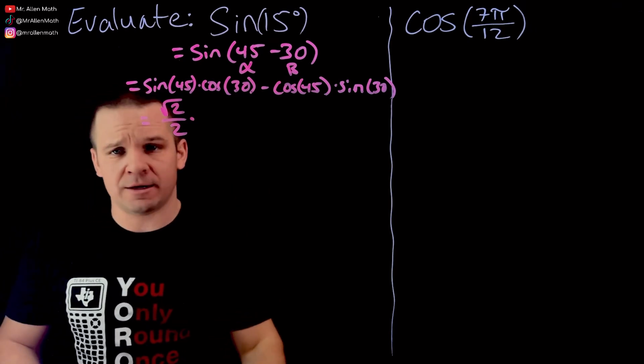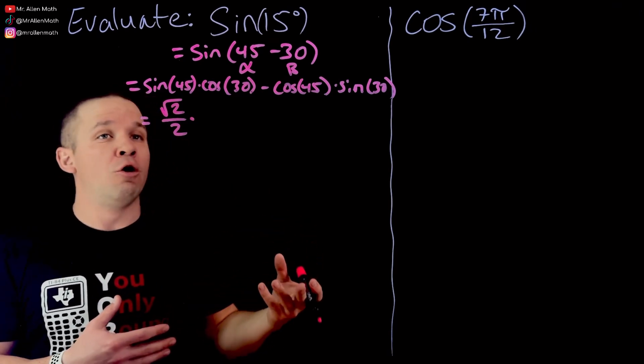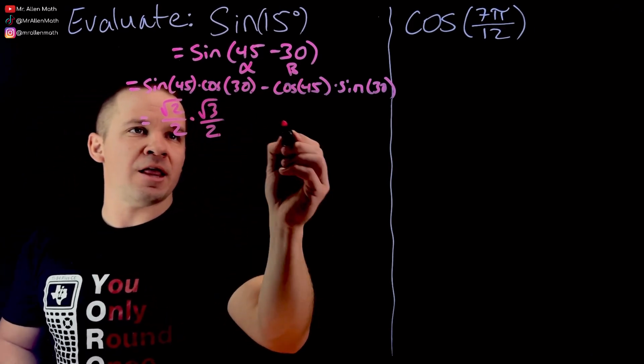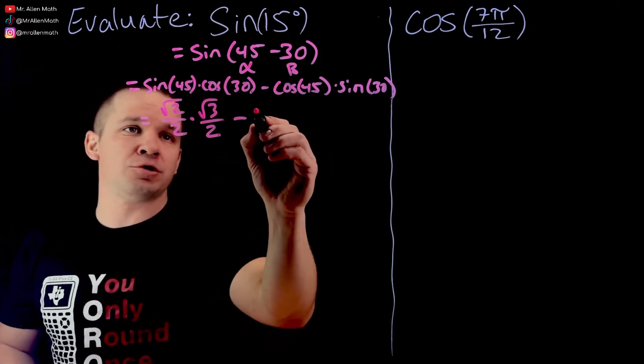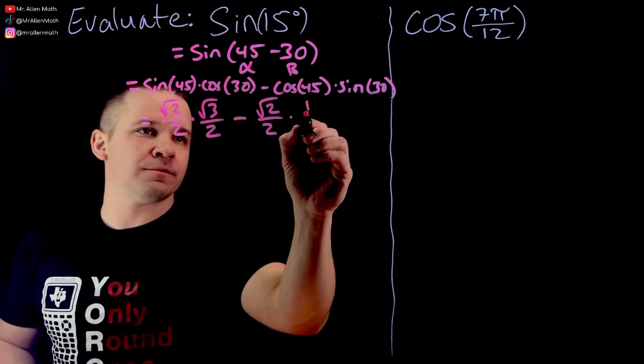All right, cosine of 30. Well, that's going to be what? We've got our adjacent, root 3 over 2, right? So root 3 over 2. And then we've got minus cosine of 45, which is root 2 over 2. And then we've got sine of 30, that's going to be 1/2.